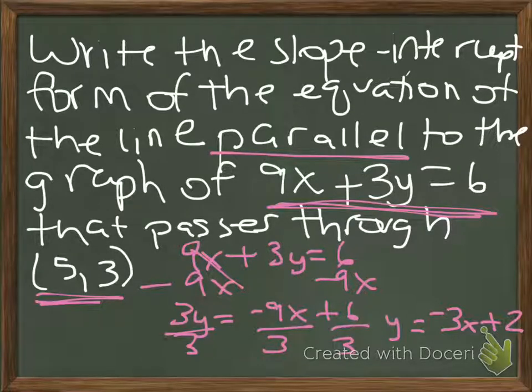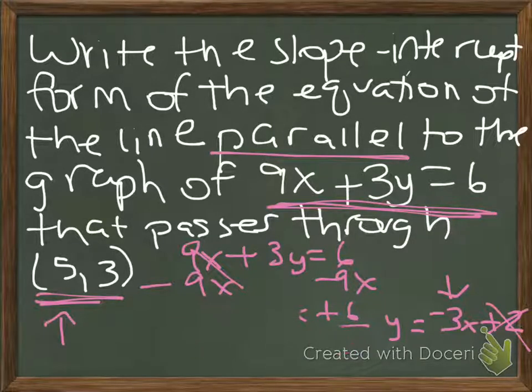So parallel means same slope. So our slope here is negative 3. We're going to go through this point, 5, 3. So we're going to have to cancel our b out. We don't want our b. Use our same slope of negative 3 and plug in our point to find our new b.